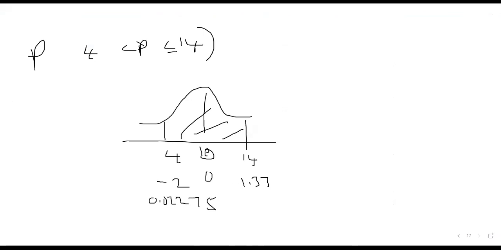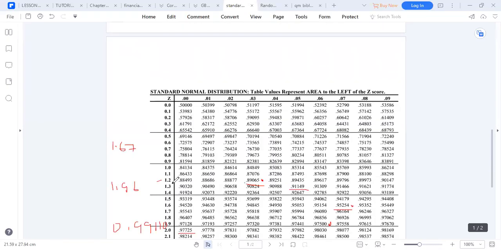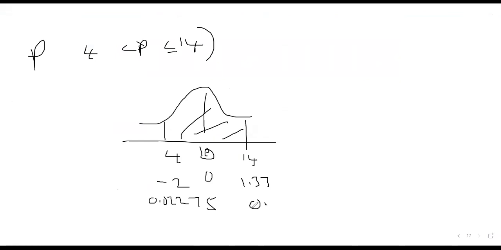Then here, for the 1.33, you got the positive side, 1.33 here, you get what? 0.90824. We subtract these two. All right, that is the interval.